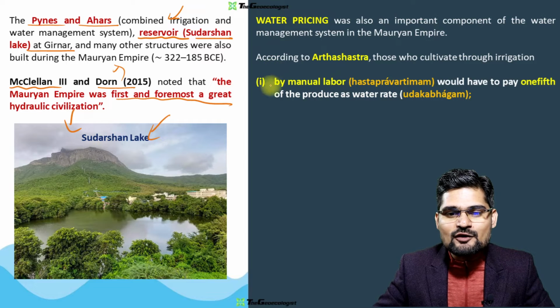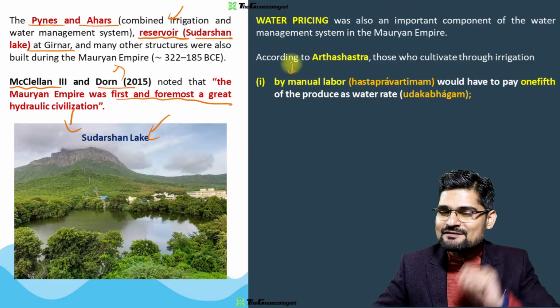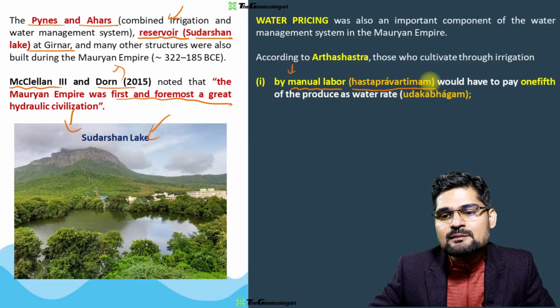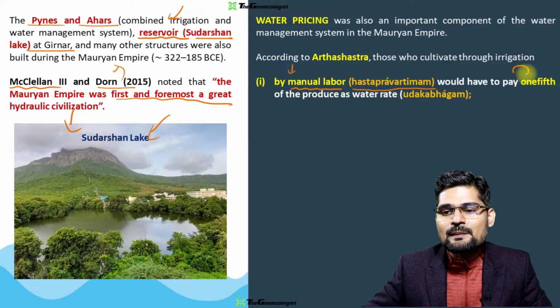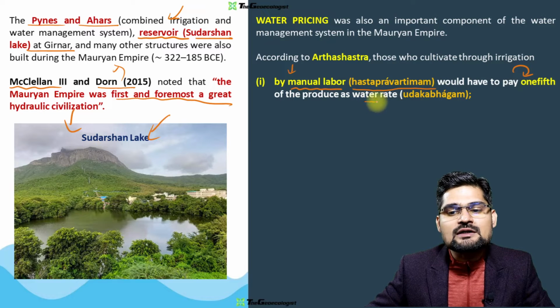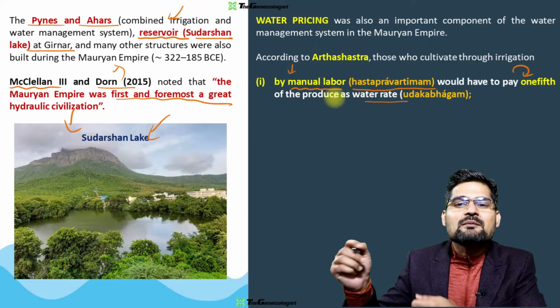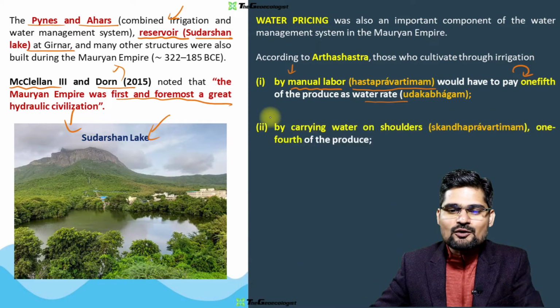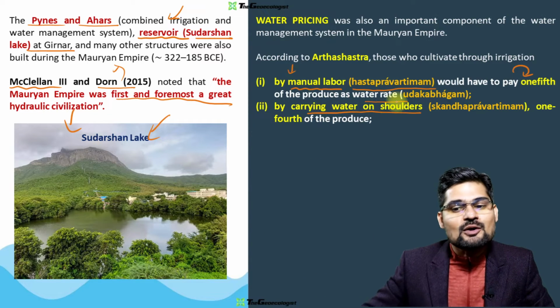So first one, if you observe, who's paying how much tax for water? The manual labor. Look into this Hasta Pravartimam, which basically means you have to pay one-fifth of the produce as water rate. Why? Because it's manual labor. If you're taking it manually, you're taking more effort, so you have to pay less. Then if you go here, by carrying water on shoulders, right?